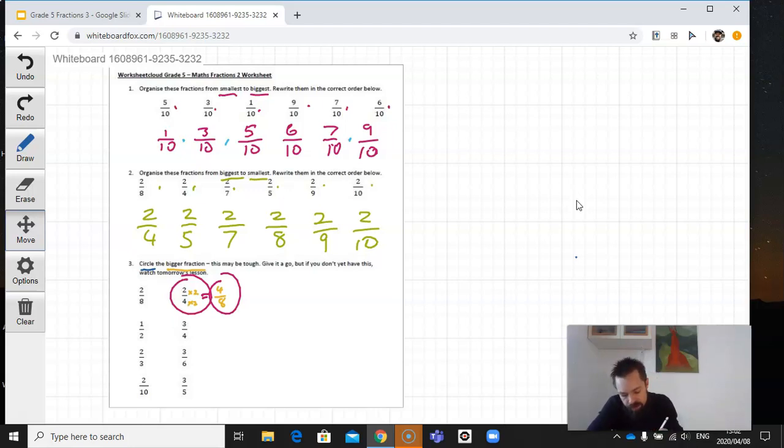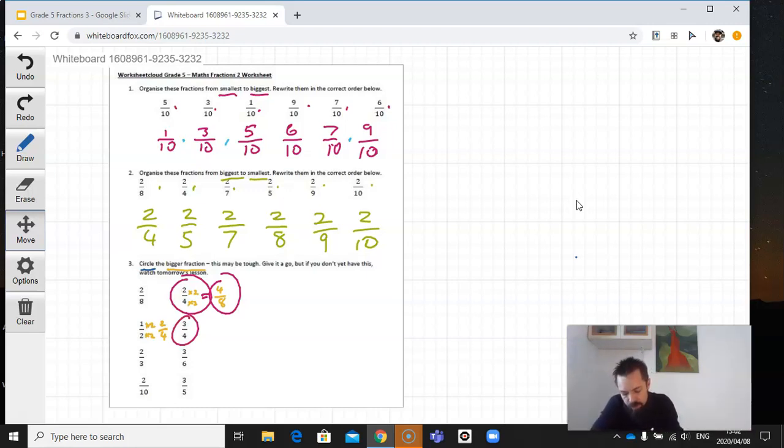Okay, having a look at our next one, we've got 1 over 2, 2 over 4. If I look at this one, I can see that I'm going to times both of those by 2, and that will become 2 over 4. And then if I'm comparing 2 over 4 to 3 over 4, I can see that 3 over 4 is bigger. That's the one I'll circle.